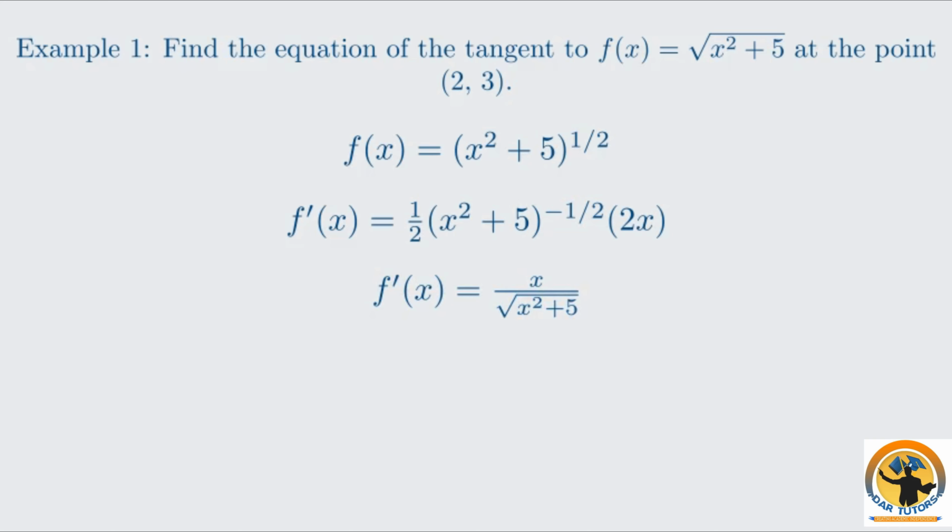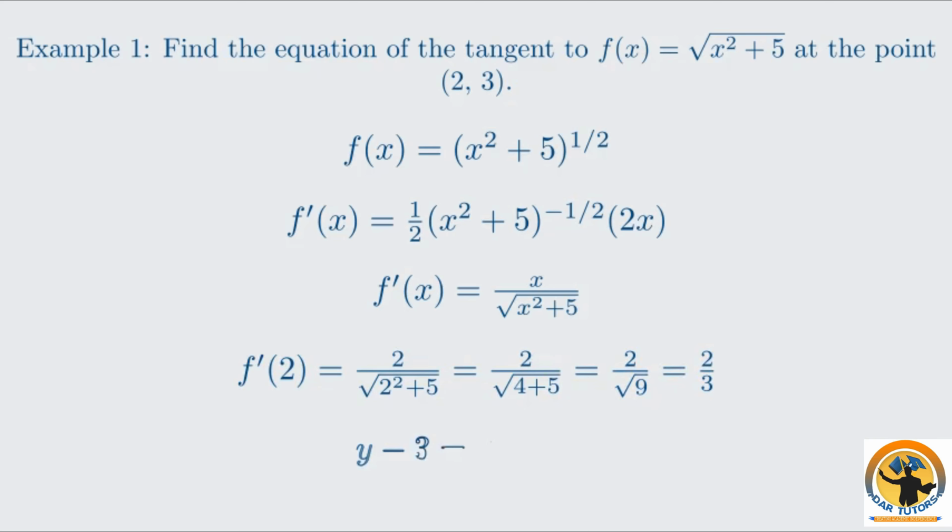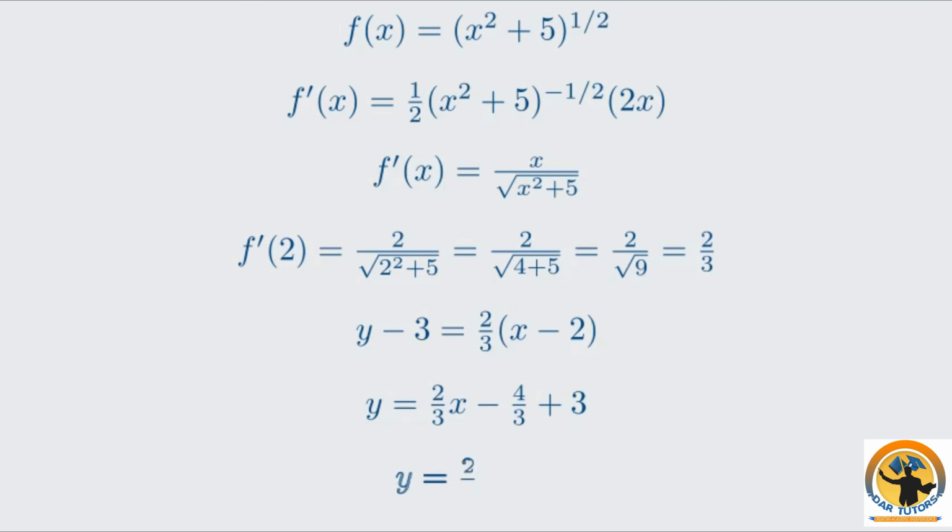We substitute 2 into our derivative. f prime of 2 is 2 over the square root of 2 squared plus 5, which simplifies to 2 over the square root of 9, or 2/3. This is our gradient. We have the gradient, m equals 2/3, and the point of contact, 2, 3. We can now use the point gradient formula. y minus 3 equals 2/3 times the quantity x minus 2. Distributing the 2/3 gives y minus 3 equals 2/3 x minus 4/3. Adding 3 to both sides, which is 9/3, gives our final equation, y equals 2/3 x plus 5/3.